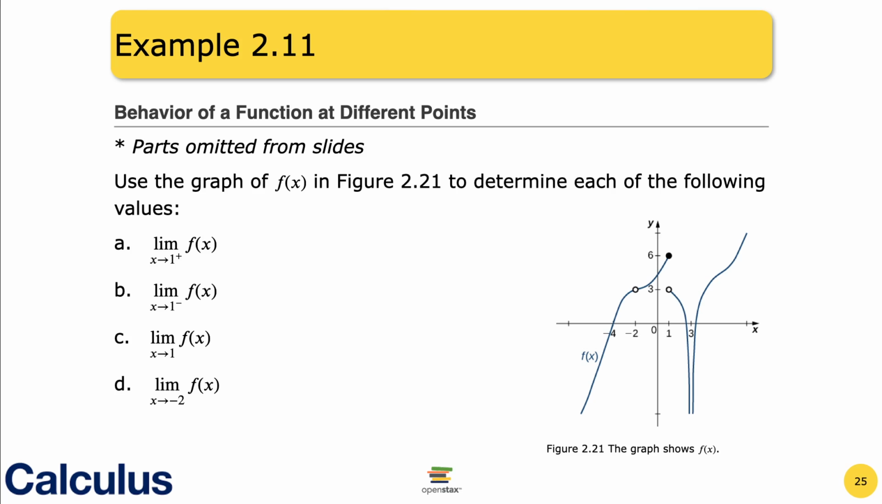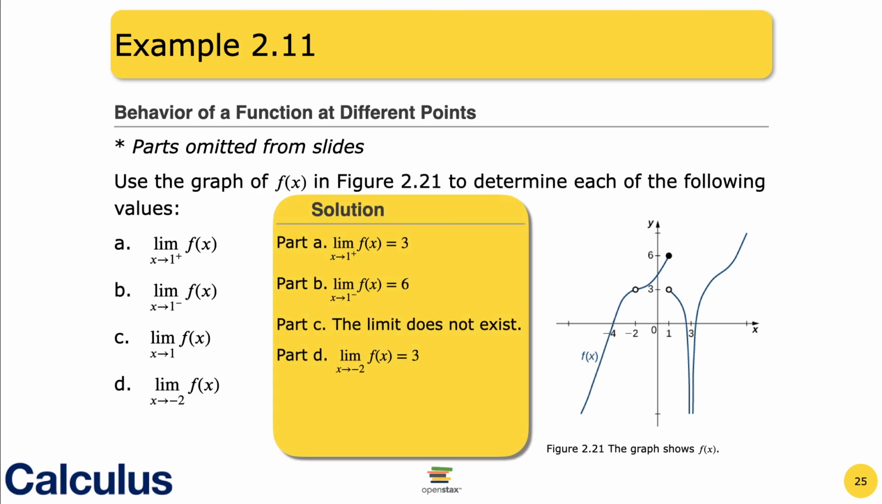Looking at the graph, you can see that as x approaches 1 from the right, the functional values tend toward 3. As we approach x from the left, the functional values approach 6. That means that the limit as x approaches 1 does not exist, since the left and the right are not the same. What about the limit as x approaches negative 2 of f of x? Well, that's 3. Because even though there is a hole there, the functional values still approach 3. So we would conclude that the solutions are 3, 6, the limit does not exist, and 3.